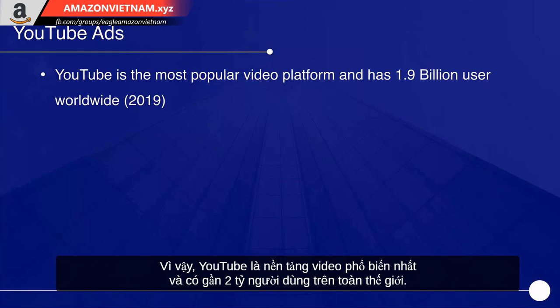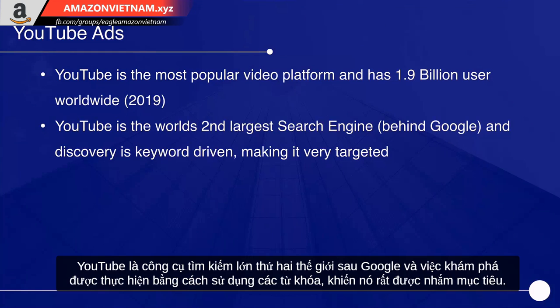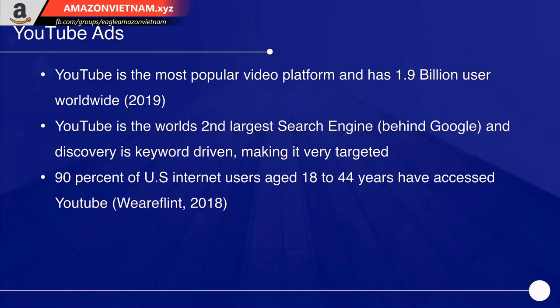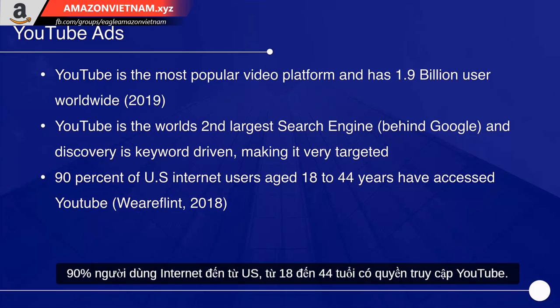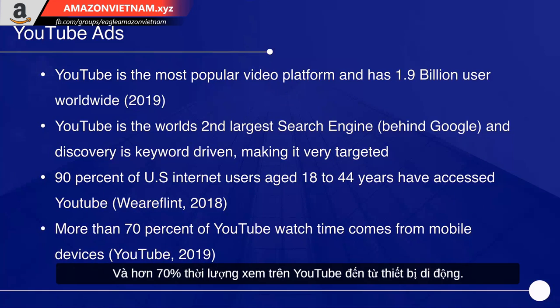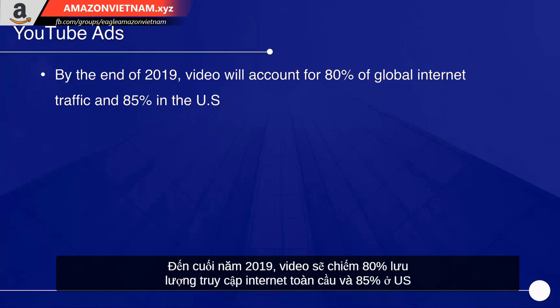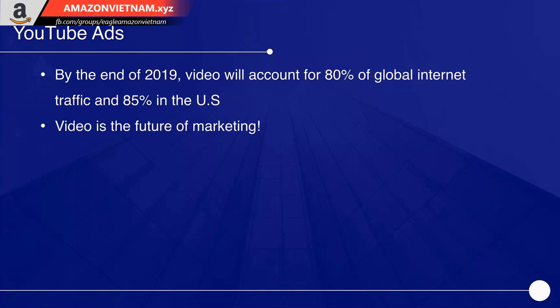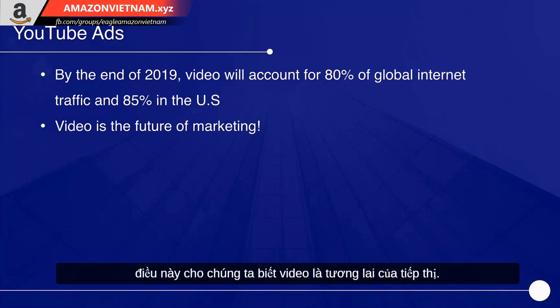So YouTube is the most popular video platform and has almost 2 billion users worldwide. YouTube is the world's second largest search engine behind Google, and discovery is done using keywords, making it very targeted. 90% of US internet users aged 18 to 44 have accessed YouTube, and more than 70% of YouTube watch times come from mobile devices. By the end of 2019, video will account for 80% of global internet traffic and 85% in the US. This tells us video is the future of marketing.